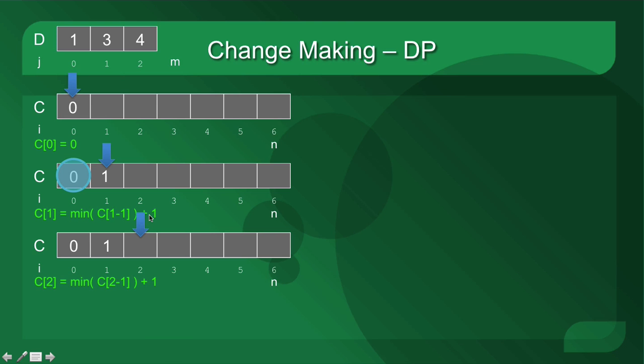All right. 2, we're looking at our previous bests. We wouldn't consider a 3-cent coin or 4-cent coin. So for our previous best, we're just looking at C sub 2 minus our 1-cent coin. So our previous best is 1. So the best that we can do is that plus 1 here, right? So we are left with 2 coins to get change for 2, which makes sense given our denominations.